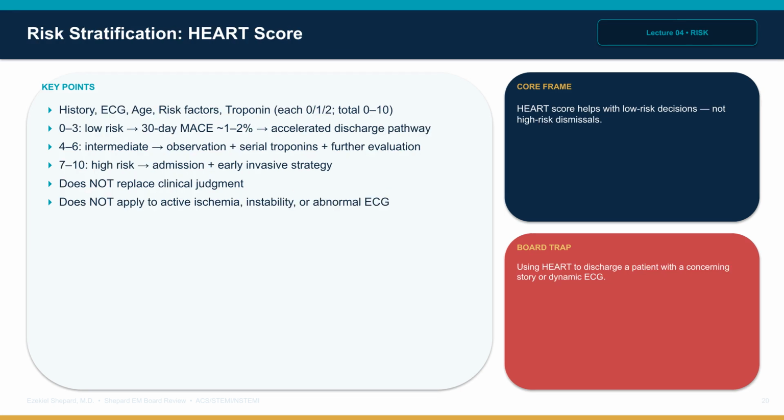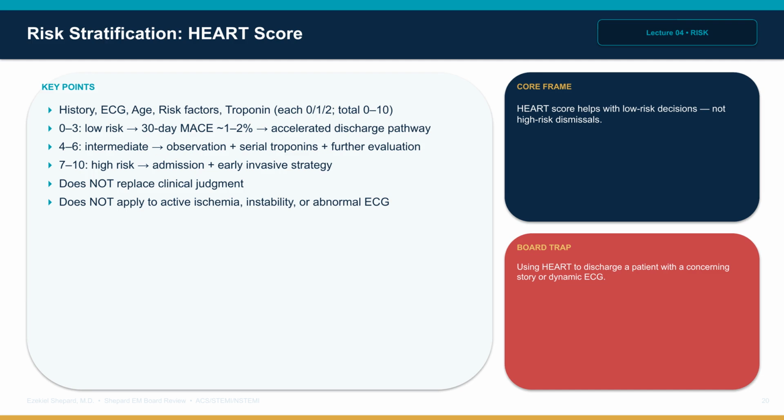Risk stratification tools help with low-risk chest pain decisions, and the HEART score is the most board relevant. HEART stands for history, ECG, age, risk factors, and troponin, each scored 0, 1, or 2 for a total of 0 to 10. A score of 0 to 3 is low risk, with a major adverse cardiac event rate at 30 days of roughly 1 to 2%. These patients may be considered for an accelerated discharge pathway with shared decision-making and close follow-up.